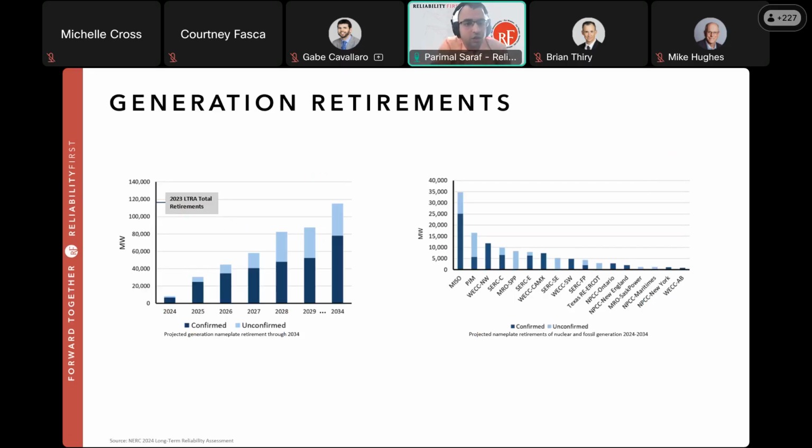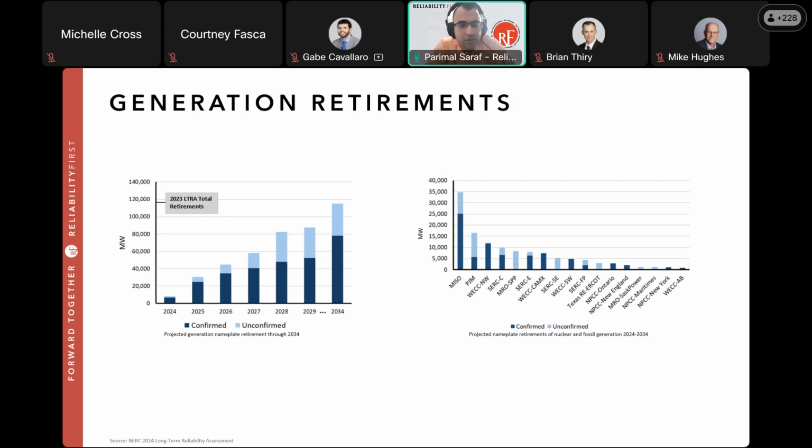So this slide shows generation retirements into the future till 2034. These are all conventional retirements, which is primarily thermal and nuclear. As we can see, as we go on till 2034, we are seeing around 120 gigawatts of conventional generation retirements. And on the right, we see this broken down across each ISO. As you can see, MISO and PJM have the top two confirmed plus unconfirmed generation retirements, which forms a great base for the rest of our presentation.